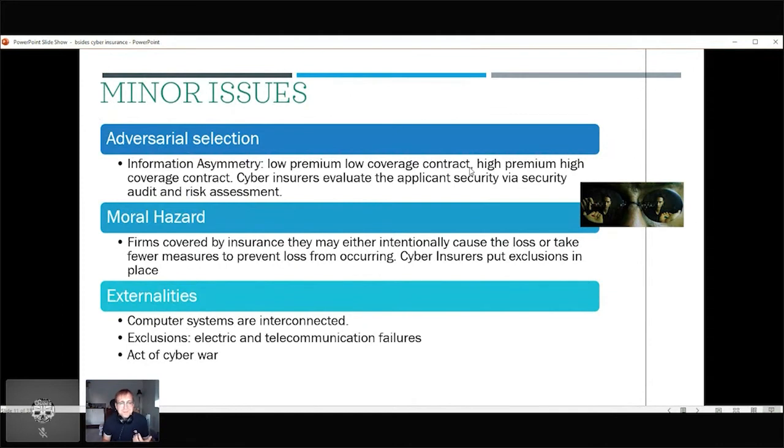But there are also things like an act of cyber war, which unfortunately actually happened in a specific case, where the insurer can basically say, well, this was impossible to predict. It was very sophisticated, so we don't cover that.